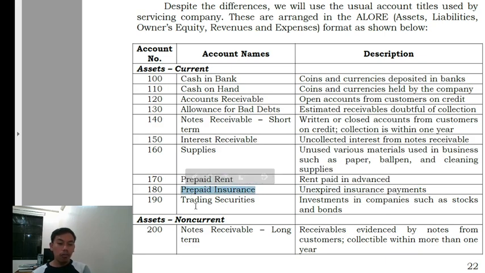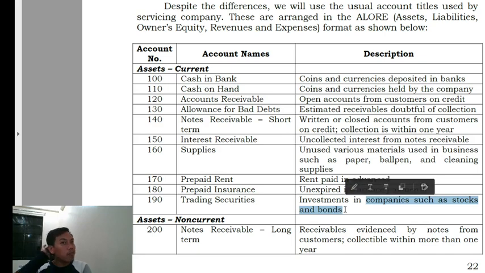You could have also trading securities, investments in companies such as stocks and bonds. Bumibili tayo sa ownership ng isang corporation. So stocks, these are evidences of shareholdings from corporations. What if we have trading securities that are short-term in nature, usually 3 months, therefore they are also current, kung meron mang ganun.